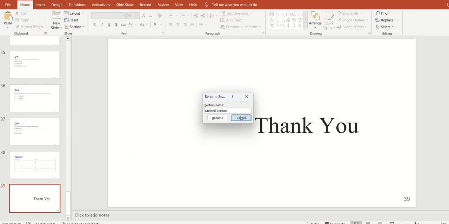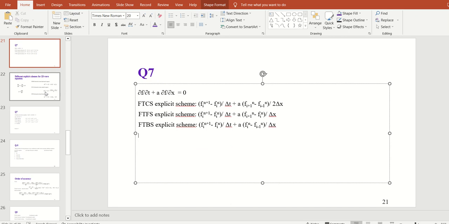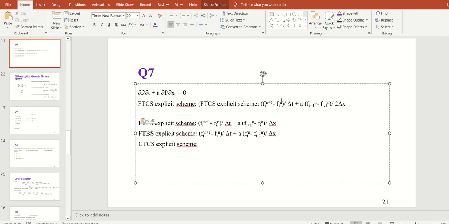Okay, cancel. It is central time, central space. Okay. Explicit scheme. Basically it would be this one, similar to this.